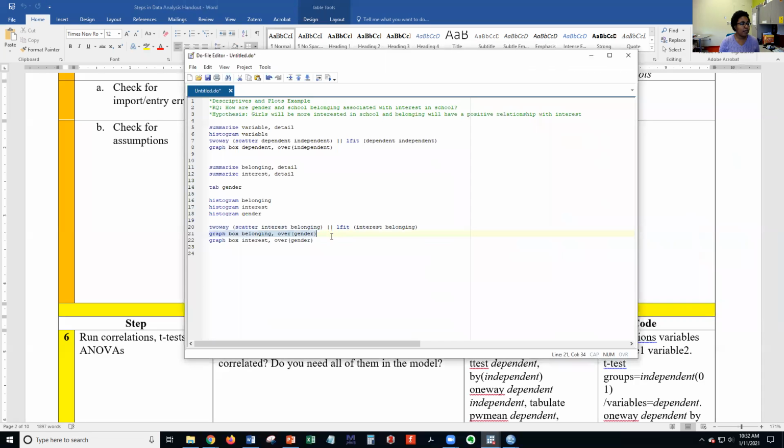All right, then our last box plot is going to be looking at interest and gender. So this is testing our hypothesis again.